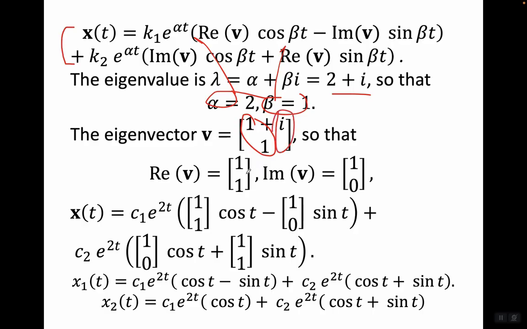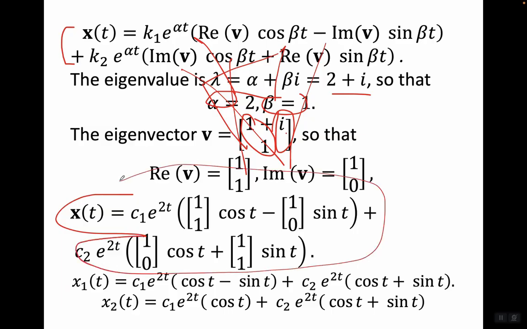So we plug those in wherever we see the real part of v, and the imaginary part of v, just plug that in there. And then we end up with this. x of t is c1 e to the 2t times the vector (1, 1) cosine t minus (1, 0) sine t, plus c2 times e to the 2t times the vector (1, 0) cosine t plus (1, 1) sine t. If you wanted to simplify that and write it as x1 of t and x2 of t, you could just break it up like this. So that's what we end up with. Cool! Complex numbers finally have an application. Awesome.